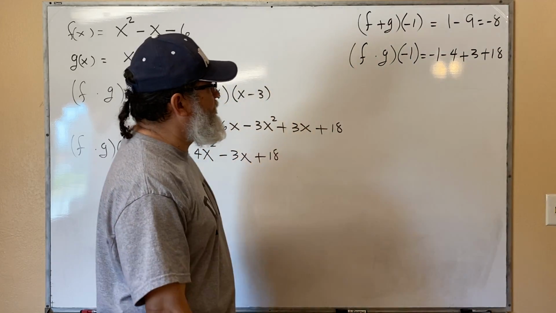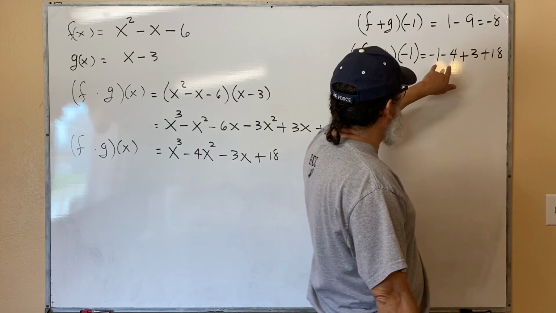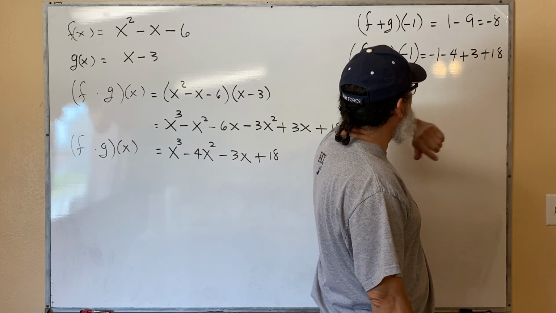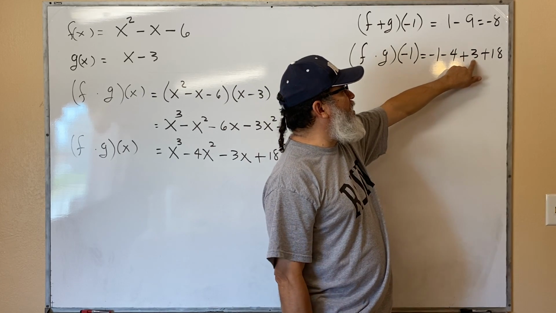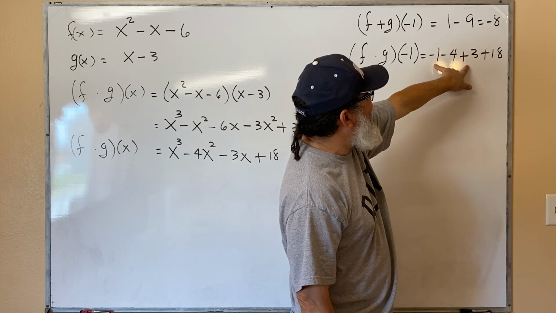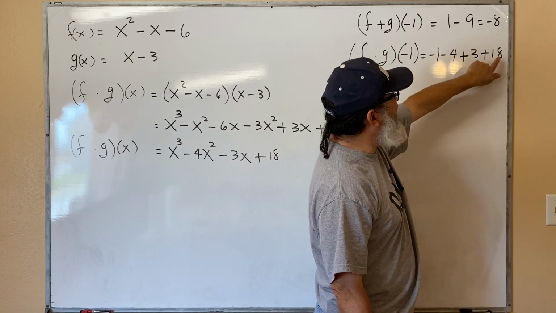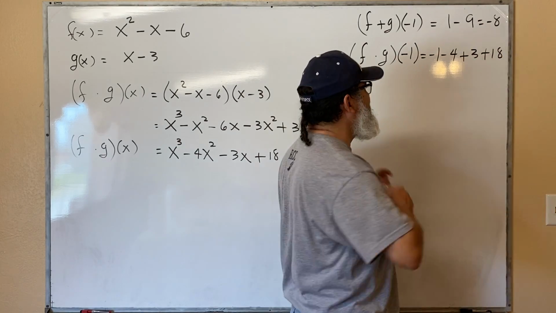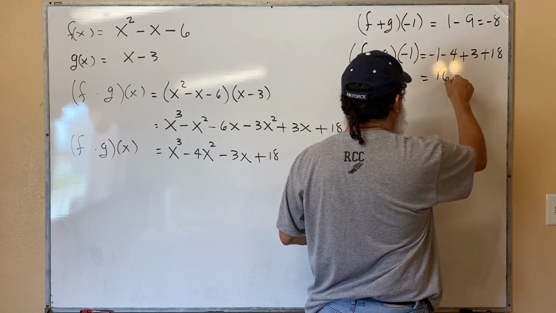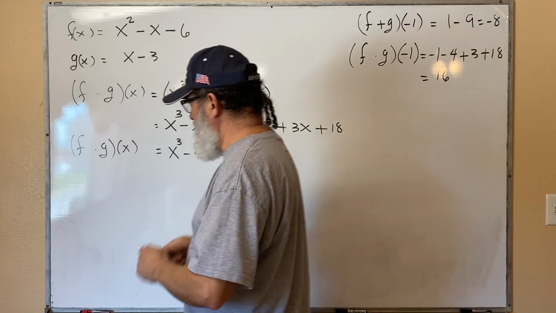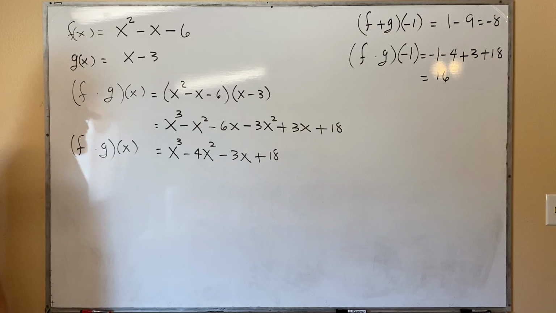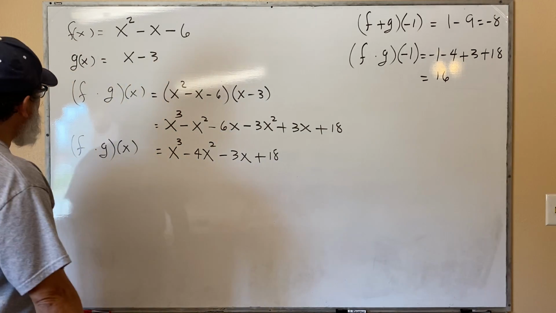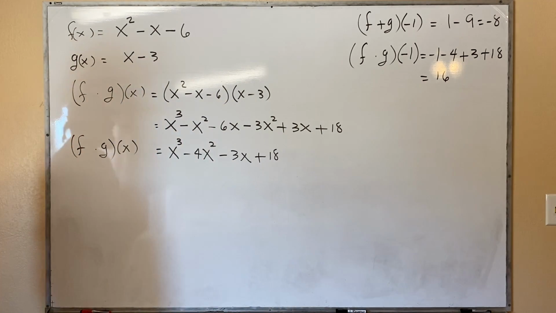There we go. +18. Okay. All right. So this is -5 plus 3, that's -2. And -2 plus 18 is 16. So this is 16. Okay. So this is the product of two functions. All right. Now let's take division.